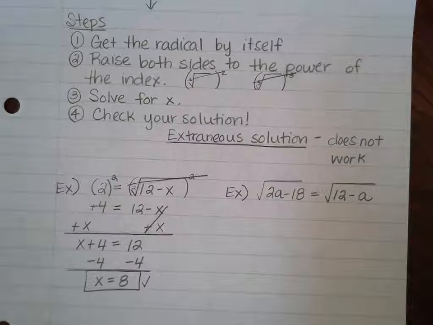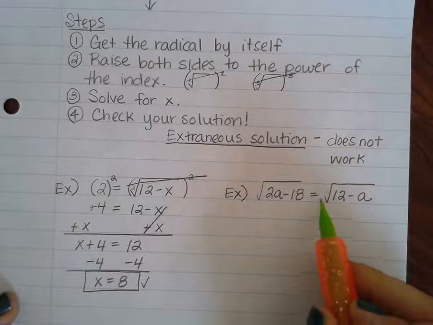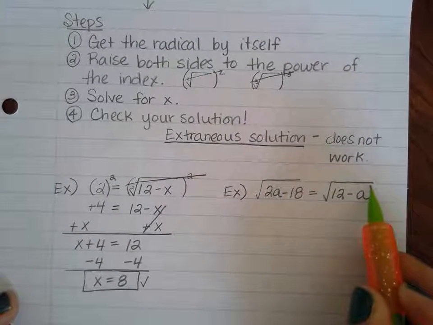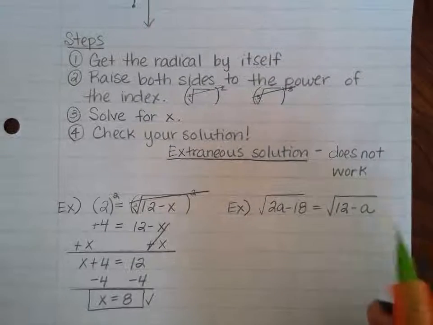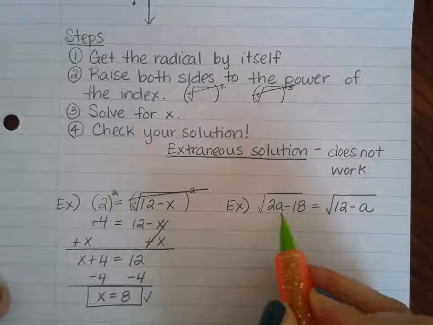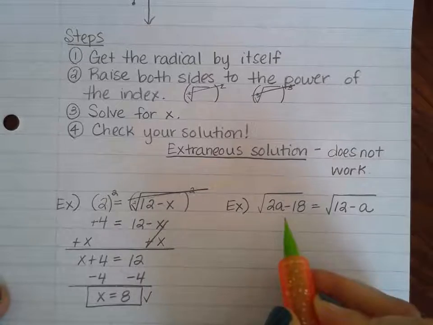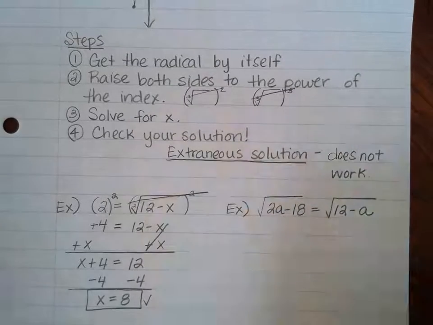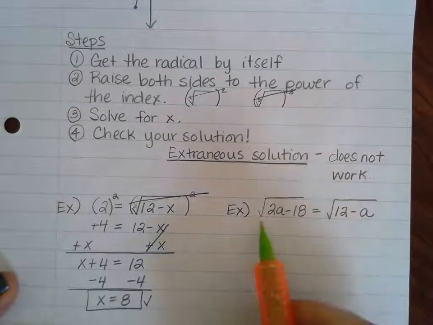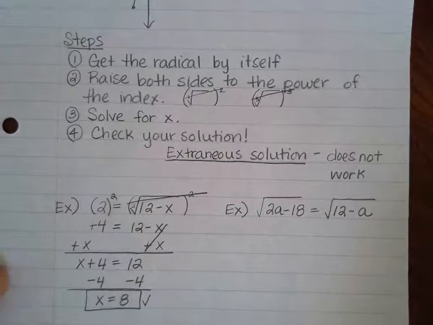So that step 1, getting the radical by itself, just means that this square root needs to be over here, and the other square root, since there is another one, needs to be over on the other side of the equal sign. So these are by themselves. They're away from each other. One's on the right and one's on the left. So now we can go to step 2.